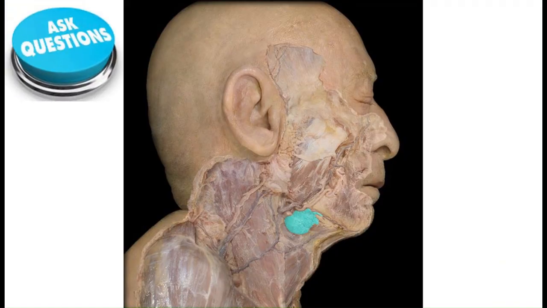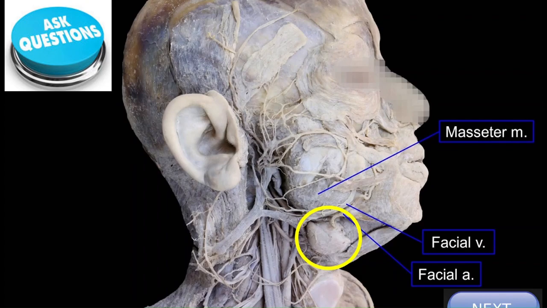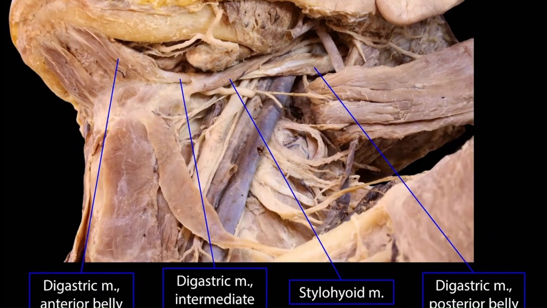This is a freshly dissected cadaver, and the green structure marked under the lower margin of the mandible is the submandibular salivary gland. Here is a dissected cadaver, and if you go to the submandibular area, you find this large mass. This is the submandibular salivary gland in the submandibular area.